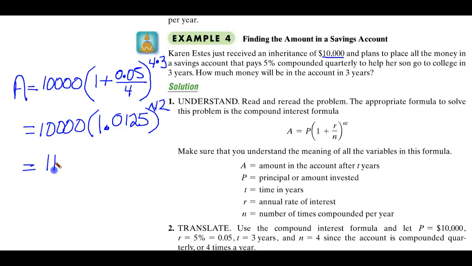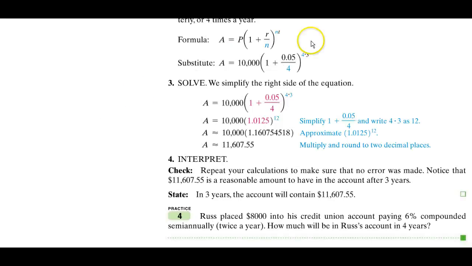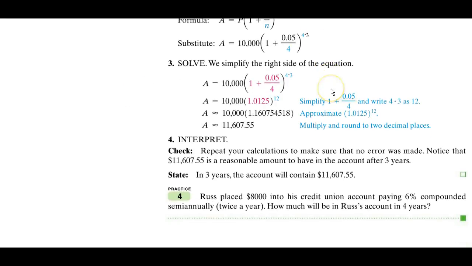And we get $11,607, and round it off to 2 decimal places, 55 cents. And that's our answer. So how much will this investment be worth after 3 years, compounded quarterly at 5% interest? So in 3 years, you've earned this amount of interest. Not too bad. And we see in our textbook, of course, all of this is worked out for you.